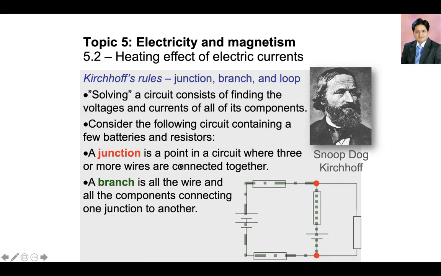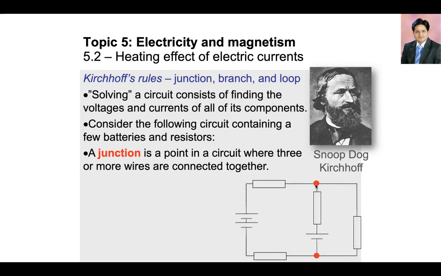So what is a junction? Let's look at these red dots here. These red dots represent the junction, or sometimes also referred to as the node. Now, what is a junction? A junction is a point in the circuit where three or more wires are connected together. You need to know what a junction is, as I will be referring to the word junction quite often while solving numerical problems. So remember, a junction is a point where three or more wires are connected together.